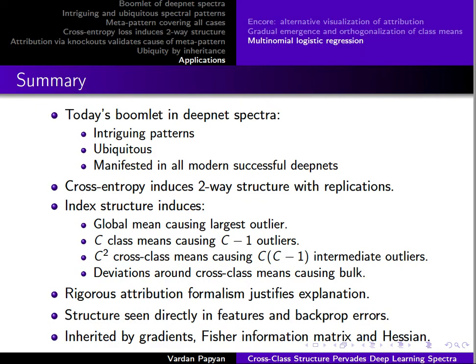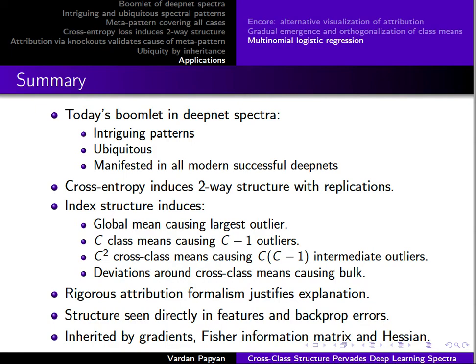And I was able to show you how this structure is, first of all, you can justify it somewhat rigorously using the knockout procedure, and you can also see directly in features and backprop errors, and it's inherited by the Fisher information, gradients and the Hessian. I would like to say that essentially the takeaway of this lecture is that there are different spectral patterns that can be observed which are emerging due to the two-way layout in the indices, CC prime, which induce the class means and cross-class means.